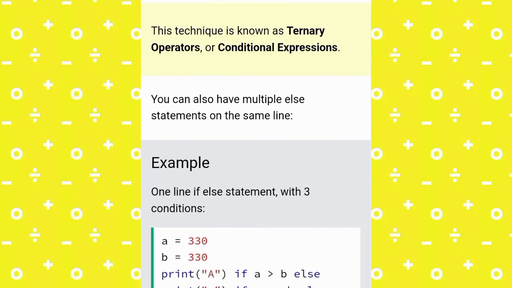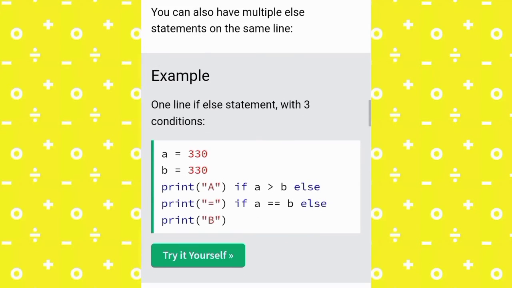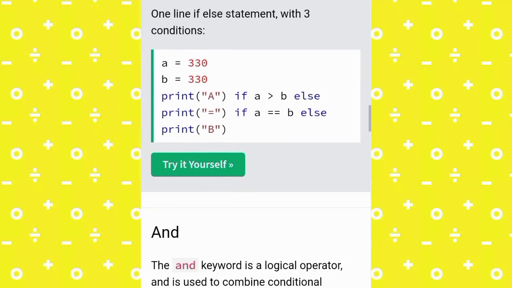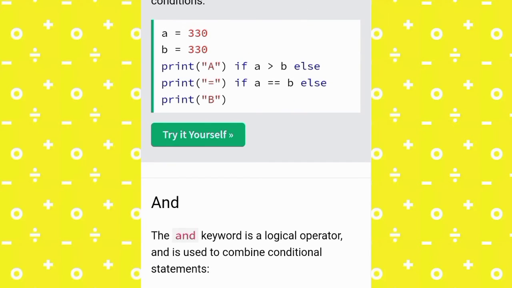Now, you can also have multiple else statements on the same line. Check this example down below. A one line if else statement with 3 conditions. A is equal to 330, B is equal to 330. Print A if A is greater than B, else print equal if A is equal to B, else print B. 3 conditions under one line.